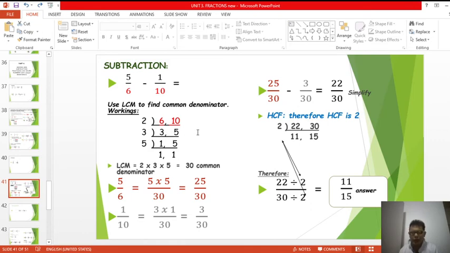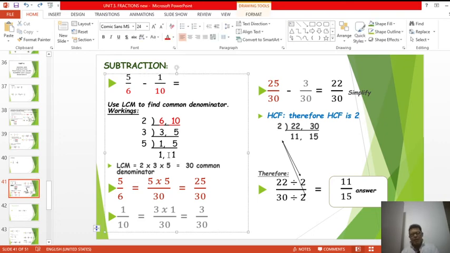So can I use 2 for this 3 and 5? No. So I'm going to use 3. At least I can divide one of these numbers. So 3 divided by 3 is 1. 5 divided by 3 is impossible, so you just copy it down. So I got 1 here. Bring it down. So continuing, 5 divided by 5. I'm going to use 5 because that's the only number I can use. 5 is already a prime number. So 5 divided by 5 is 1.